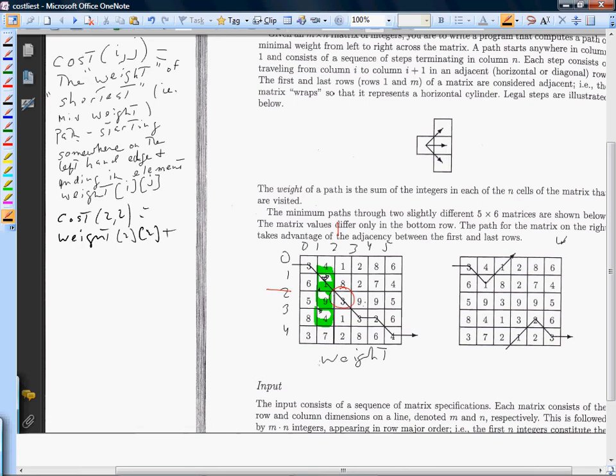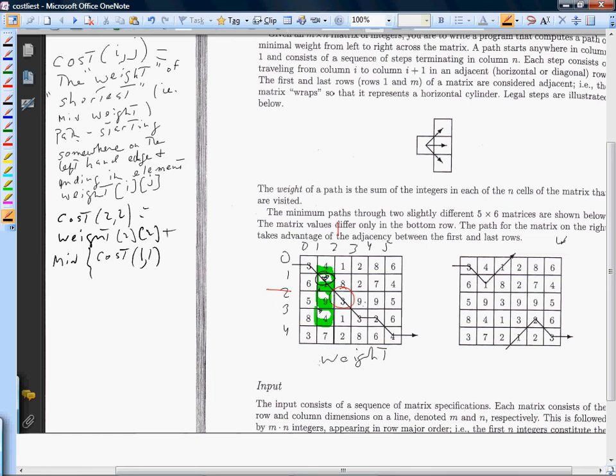So where are those cells? If this is 2, 2, each one to the left is going to be in column 1. So I want to get the minimum of these three things. I want to get the minimum of calling the cost function on, I'm going up 1. Up 1 means that the rows decrease. So it's going to be 1, 1. 1, 1 is this one over here.